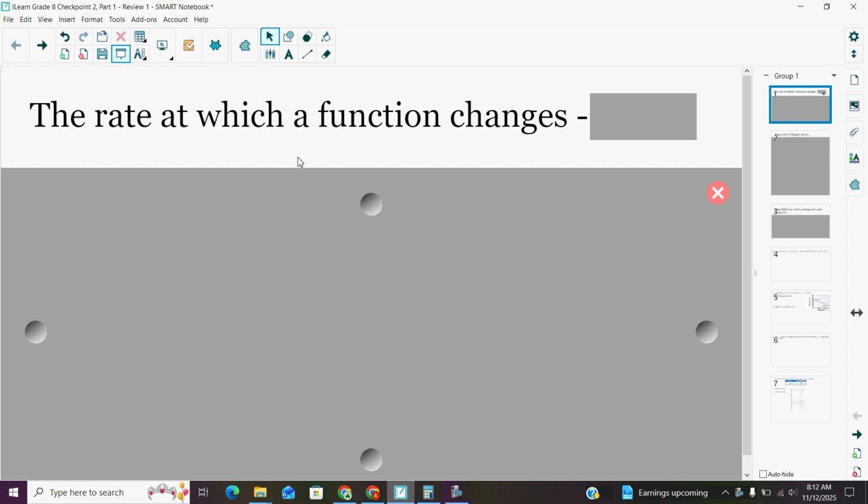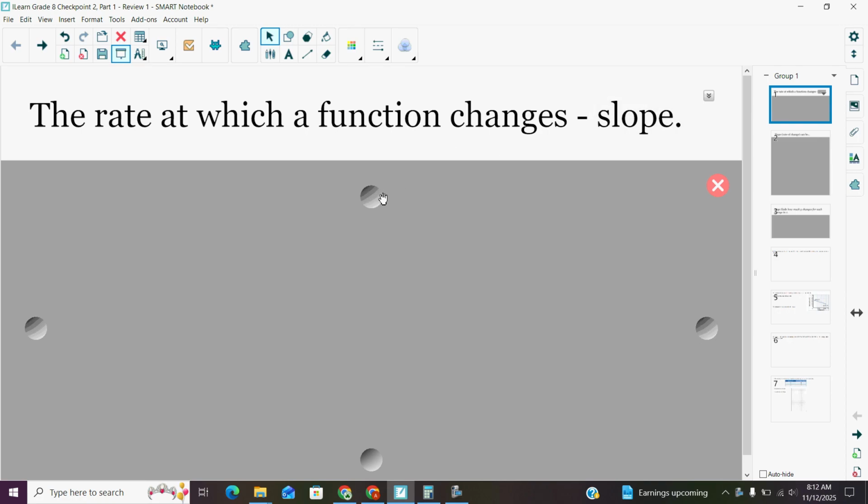Today's notes are all about rates of change, the rate at which a function changes. So notebooks out, make sure we're taking good notes here. The rate at which a function changes for a line is called the slope. We're talking all about slope, review lesson today. The rate at which a function changes is slope.